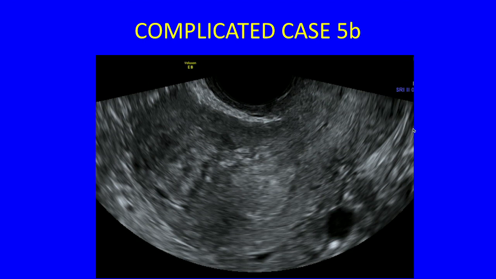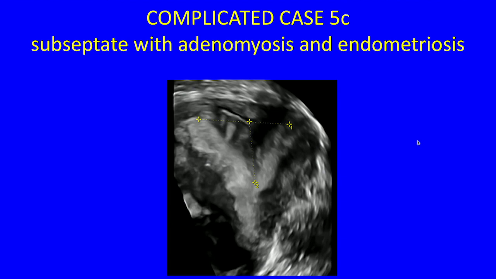So I thought, well, let's render that. Let's see what that would look like on 3D, and look. She actually has a subseptate uterus with adenomyosis and endometriosis. Do you see? So you've gone from somebody who had a frozen pelvis to working out why she has got a frozen pelvis. She started off life with a subseptate uterus, must have been some obstruction, and has now got really bad adeno and endometriosis.